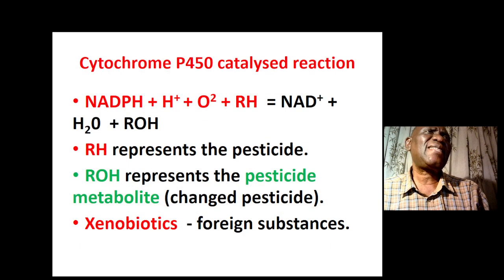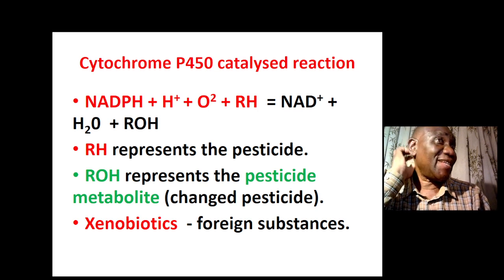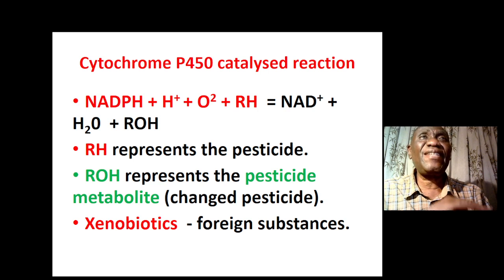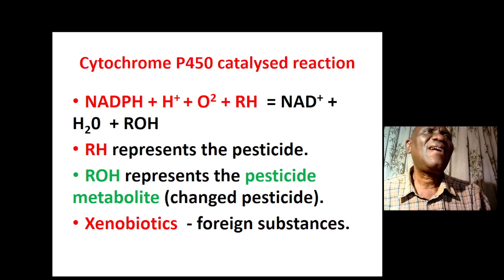So basically this is the activity of cytochrome catalyzed reaction. We will just give you one reaction so that you understand what it does to all the pesticides. It requires NADPH. It also requires hydrogen. It requires oxygen. And this should be the pesticide.